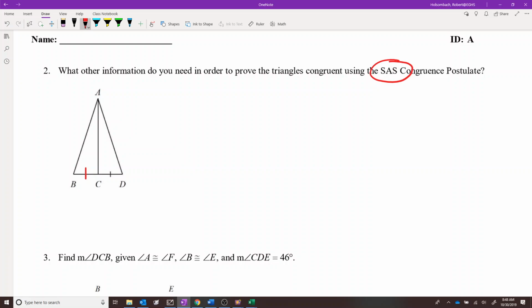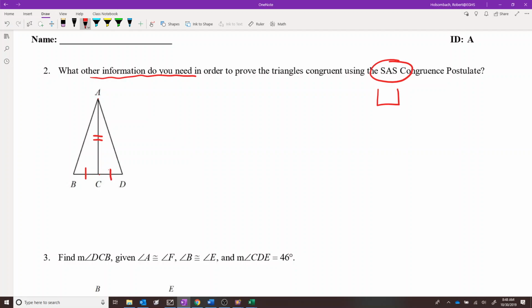You got a triangle right here on the left. You got ACB. And then you've got a triangle on the right, ACD. Both triangles share side AC. And BC is congruent to CD. So, you got two sides that are congruent to each other. You got the side and the side. What other information do you need?